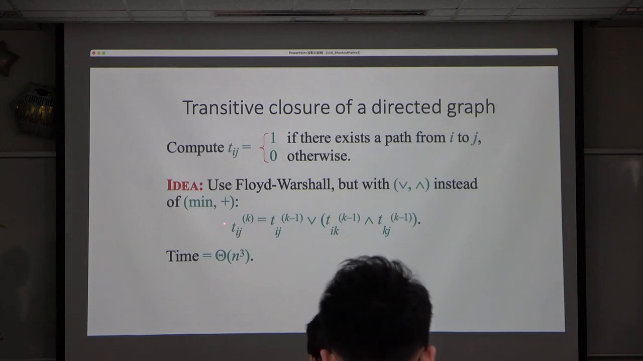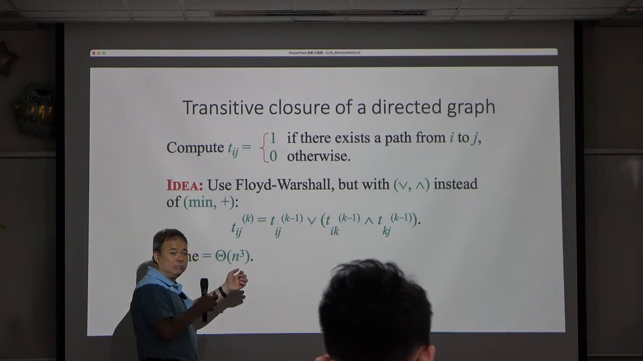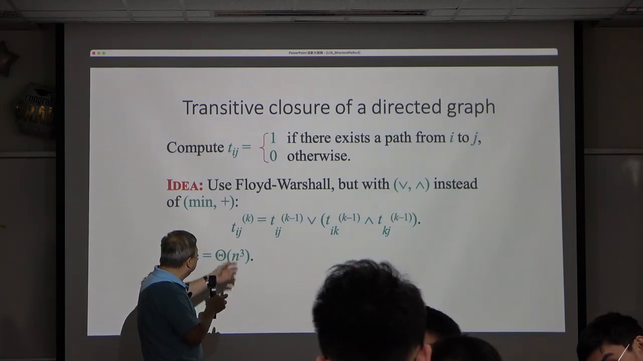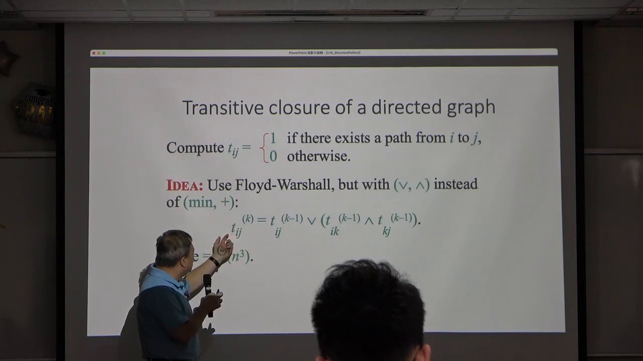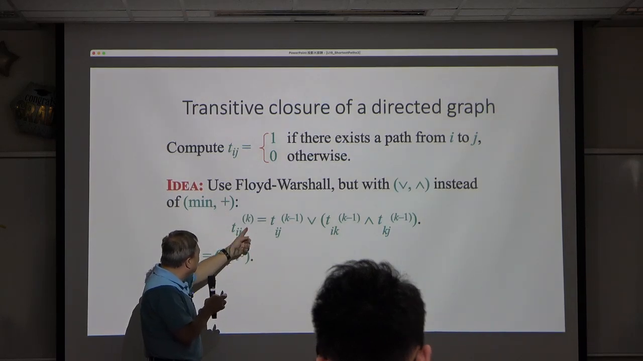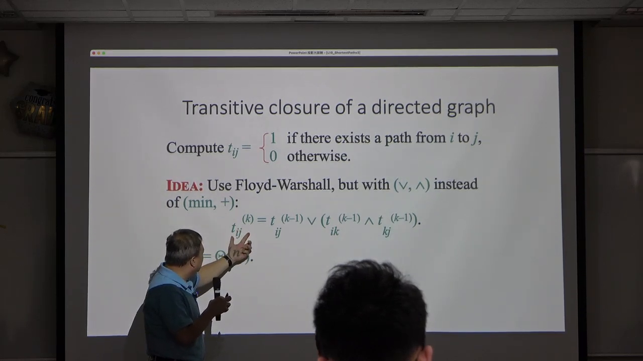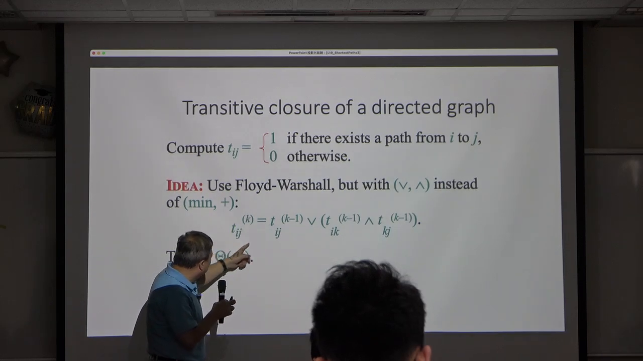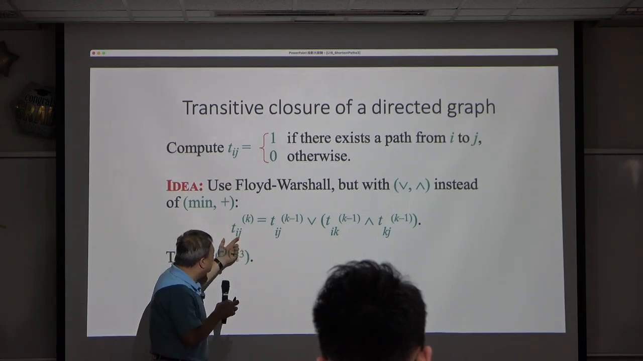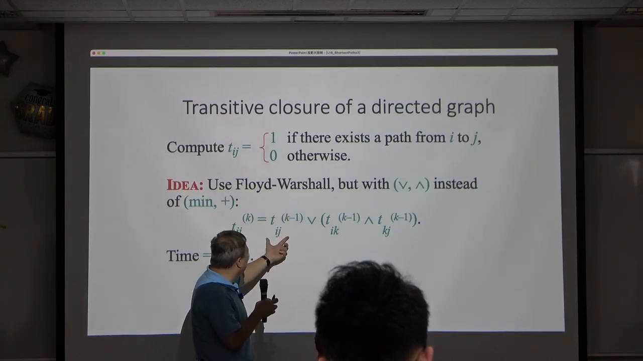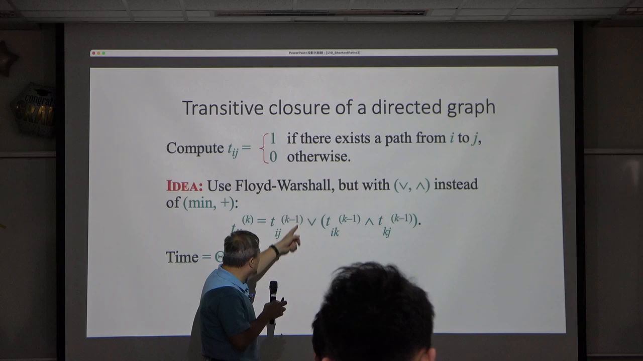For example, this T_ijk is going to be T_ijk-1 OR (T_ik,k-1 AND T_kj,k-1). This means, be careful, whether you can go from I to J by using the intermediate nodes from node 1 to node K. Whether or not this is true depends on whether you don't need to use node K, you can already go from I to J. Obviously, this is true, right?